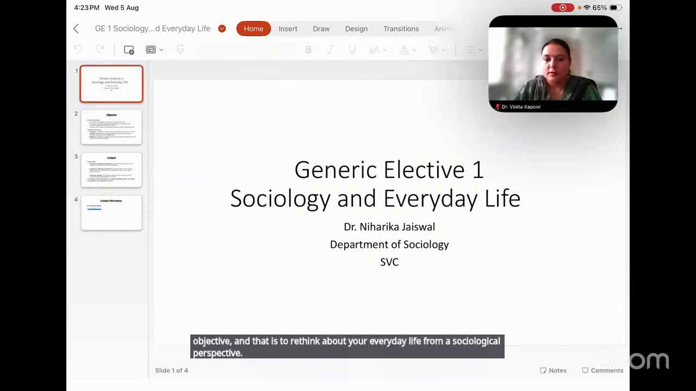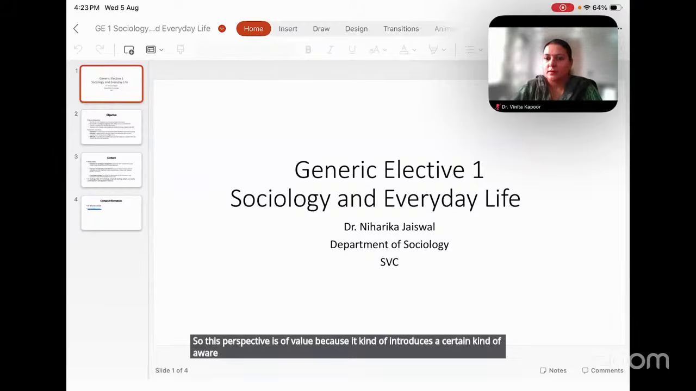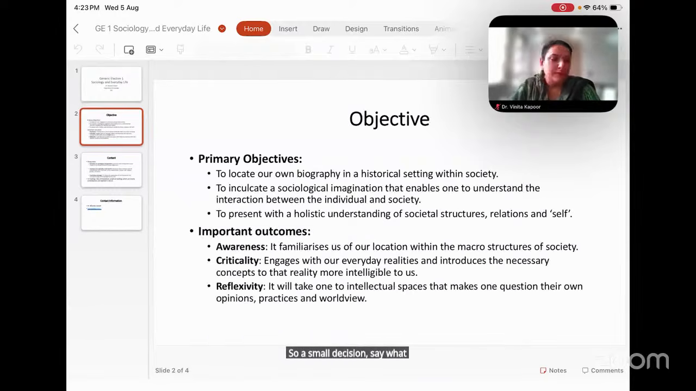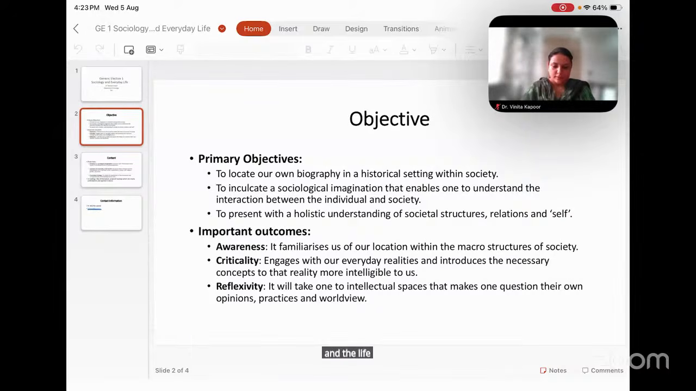So this perspective is of value because it introduces a certain kind of awareness in all of us, which allows us to view our own contexts, our own location within society in a more critical fashion. So a small decision, say what you go to college today, or even a bigger decision to follow a certain degree in Delhi University far away from your homeland, all of these decisions would be placed in specific societal context. So your own life and the life of the people around you will make a lot more sense to you.